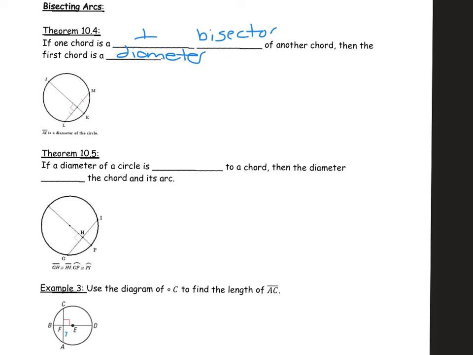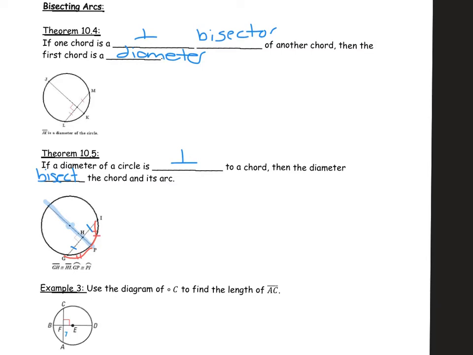Theorem 10.5 says if a diameter of a circle is blank to a chord, then the diameter blank the chord and an arc. So this is: if a diameter of a circle is perpendicular to a chord, then the diameter is going to bisect the chord and its arc. Okay, so in this diagram, we can see this is a diameter because it's going through the center of the circle. You can see the center right here. That means that GH has to be congruent to HI, and it also means that IP has to be congruent to PG.